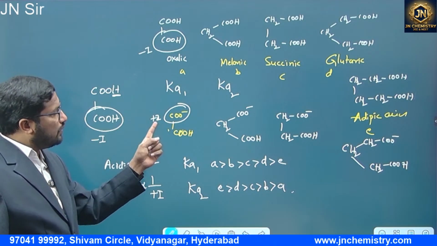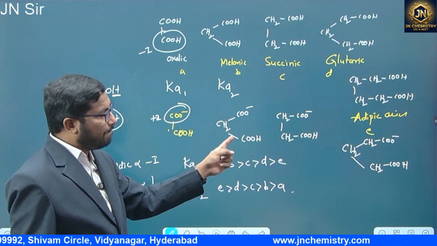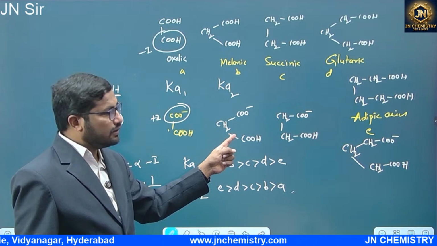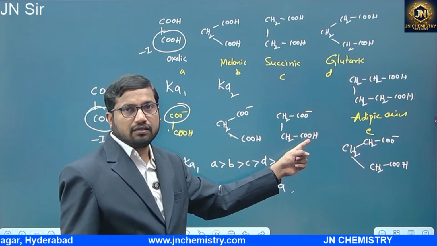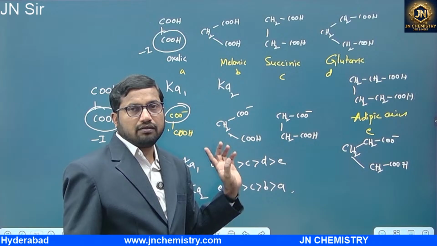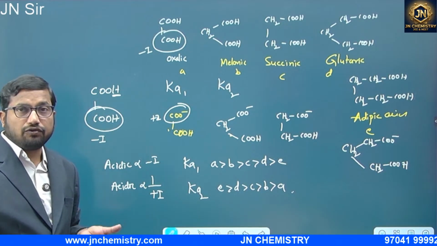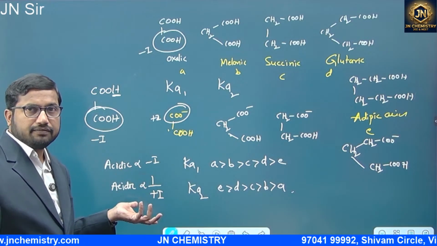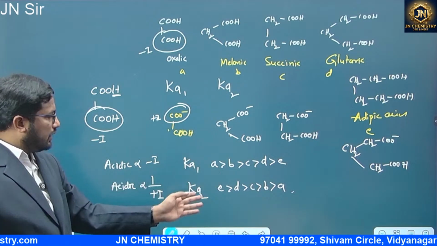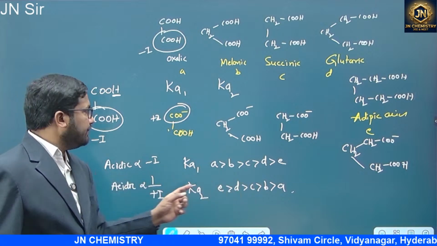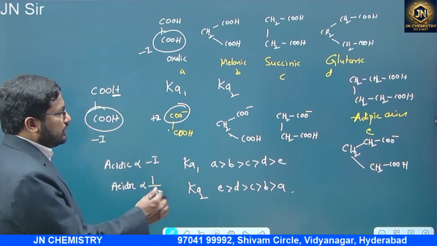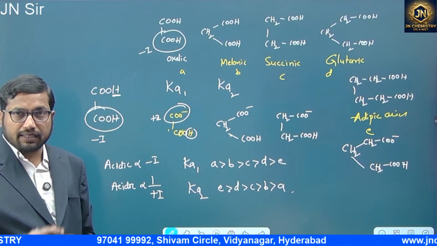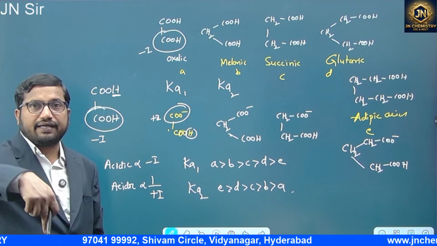Far. If it is far, then here it is close. What exactly happened here? So far away would be better or closer would be better? That's enough. Far away means Ka2 EDCBA. If we want to remove the second hydrogen, adipic acid would be the better one because that is far away. Plus I and minus I.